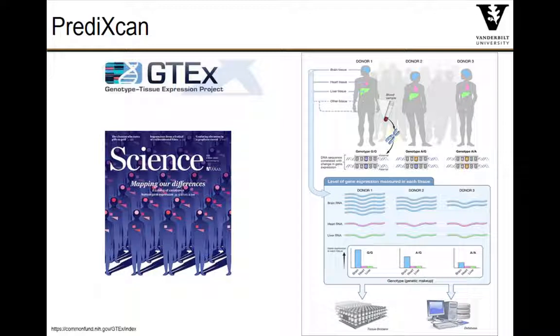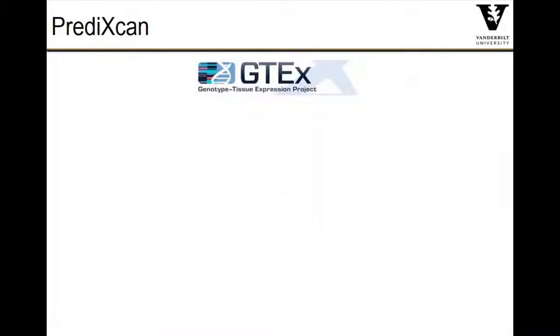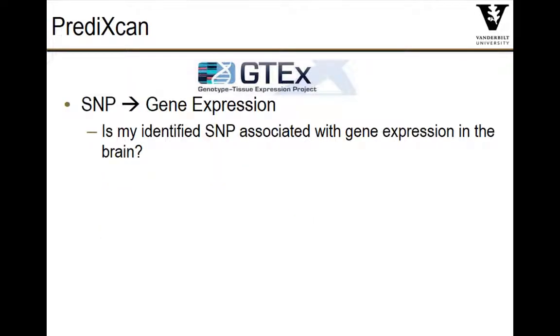So, okay, you have this GTEx database. You can go online, gtexportal.org, take your SNP that you found yesterday, throw it up on GTEx and ask, is it associated with expression in any tissue? The other way you can use this is to ask, is my SNP associated with gene expression in, let's say, brain tissue?